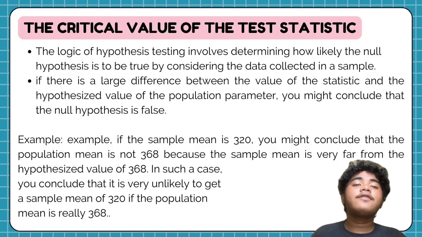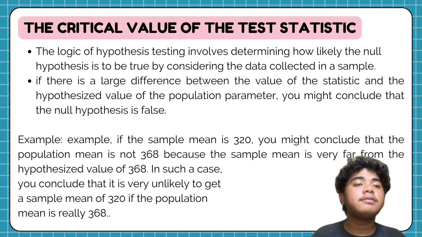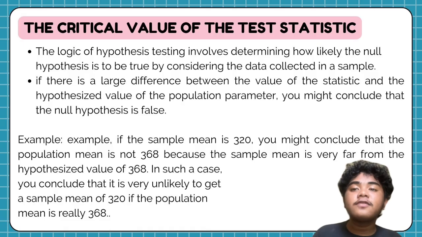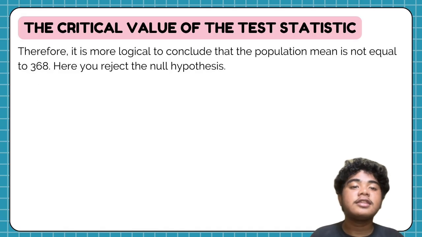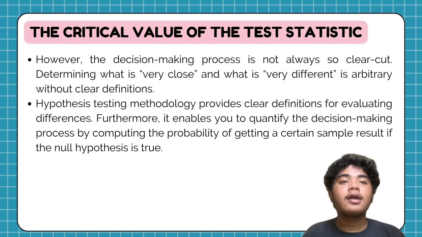For example, if the sample mean is 320, you might conclude that the population mean is not 368 because the sample mean is very far from the hypothesized value of 368. In such a case, you conclude that it is unlikely to get a sample mean of 320 if the population mean is really 368. Now, because the sample mean is so different from the hypothesized population mean, it seems more logical to conclude that the population mean is not equal to 368. Therefore, we would reject the null hypothesis. However, it says here that the decision-making process is not always clear-cut.